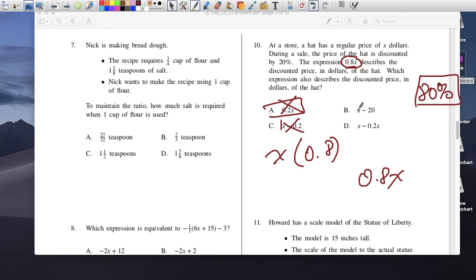Again, look at this one. X, in front of that x, there's a 1. Even if I wanted to subtract these two, I wouldn't be able to. 1x minus 20, one is a variable, the other one doesn't have a variable, it's just a constant, so garbage.